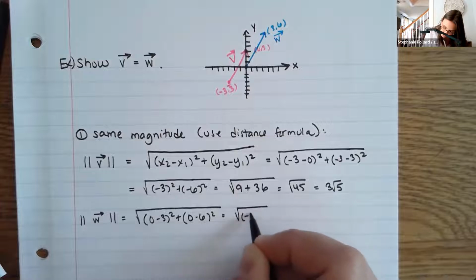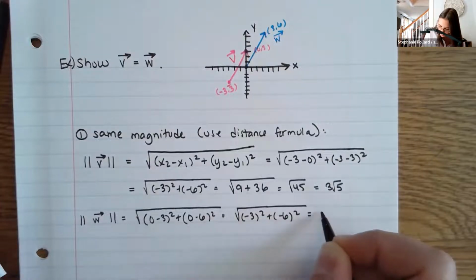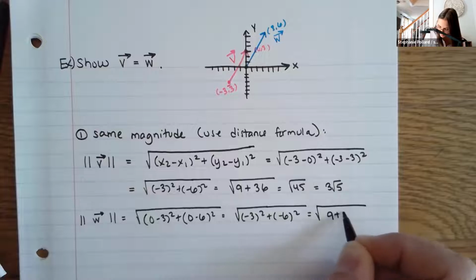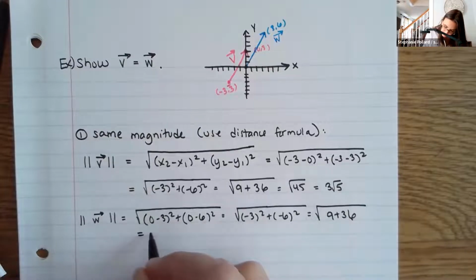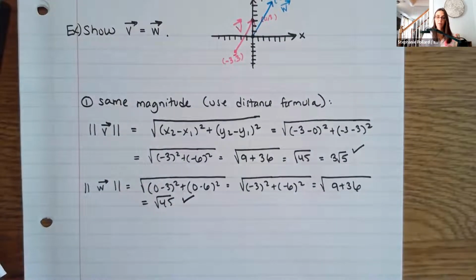So I have negative 3 squared plus negative 6 squared, which is going to be the square root of 9 plus 36. And you can see here that you have the same exact answer. So the magnitudes are the same, right? Same distance in each case between those initial and terminal points. So your magnitudes are the same. That's what your magnitude is.